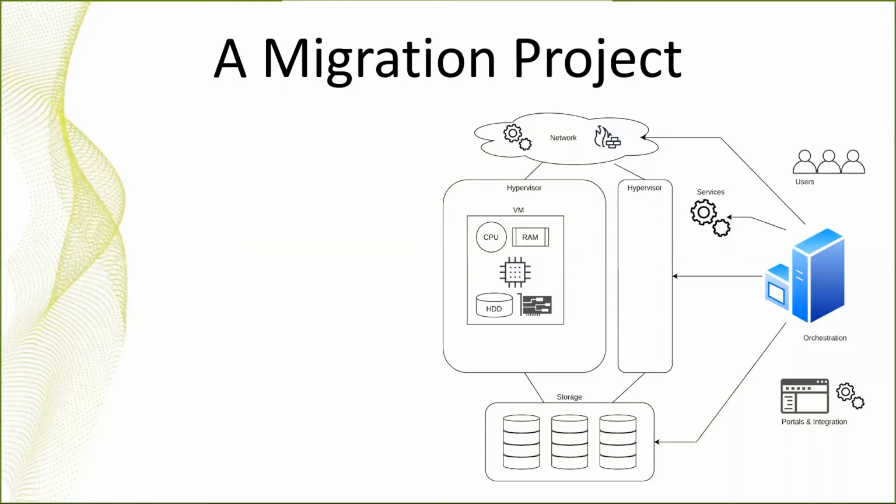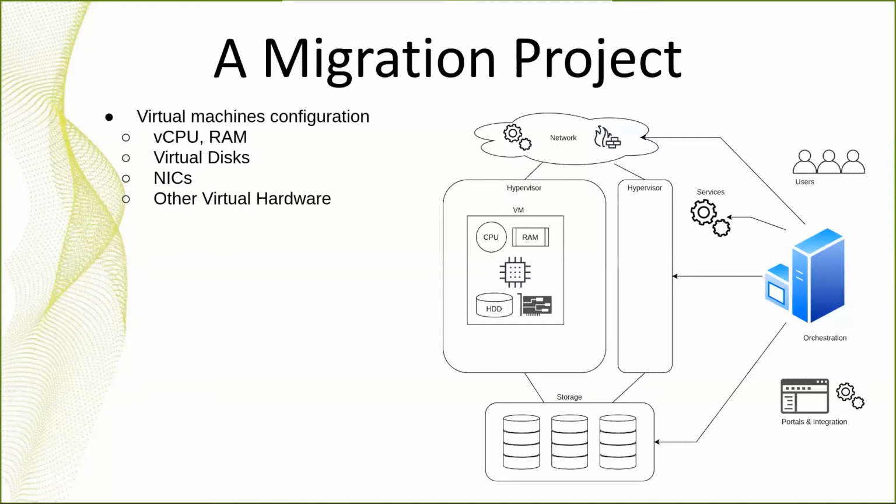But let's consider one such project, how it might look like. So first we need to migrate the virtual machine configuration and virtual machine settings. So we'd like to have the same or very similar settings for the virtual machines when we move them to the new platform. This includes the number and type of virtual CPUs, amount of RAM, the number and size of virtual disks, network interfaces and virtual networks, any other virtualized hardware. So I would like to keep them as close to the original one as possible.